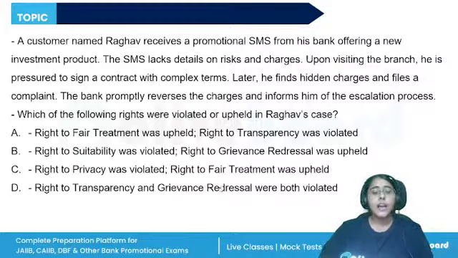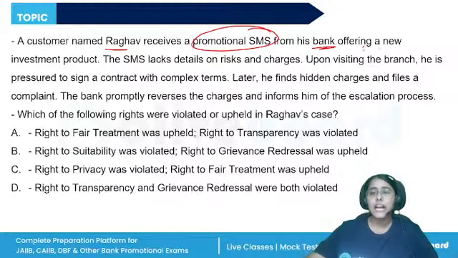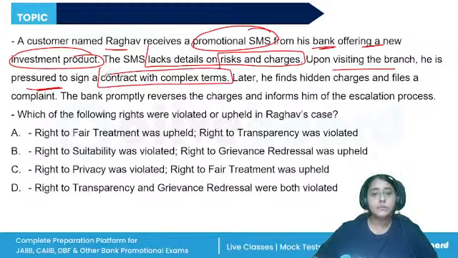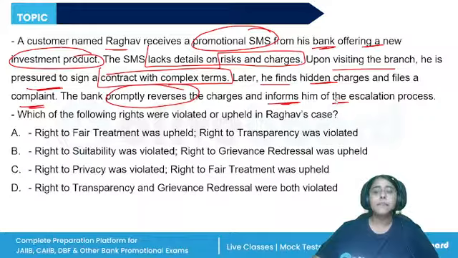Okay. A customer named Raghav receives a promotional SMS from the bank offering a new investment product. The SMS lacks the details on risks and charges. Upon visiting the branch, he is pressured to sign a contract with complex terms. Later, he finds hidden charges and files a complaint. The bank promptly reverses the charges and informs him of the escalation process. Which of the following rights were violated or upheld?